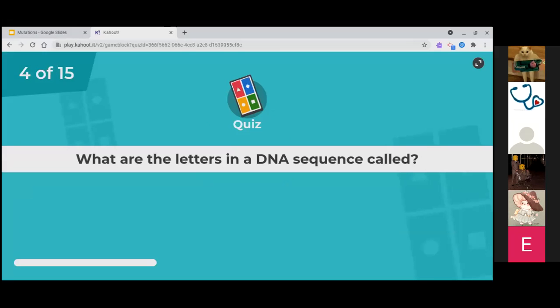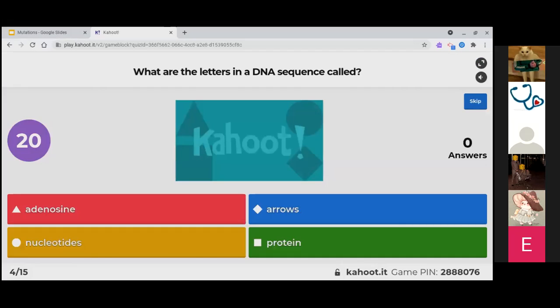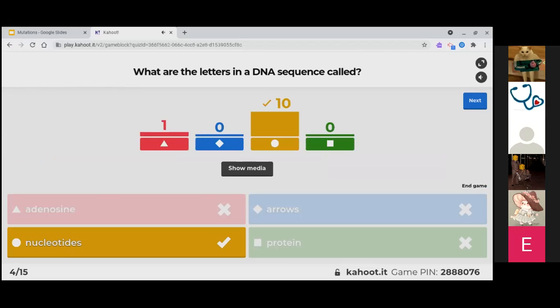Okay, the next question, what are the letters in the DNA sequence called? So you have adenosine, nucleotides, arrows, protein. Okay, so adenosine is a name for one type of nucleotide, but in general, all the letters are called nucleotides.